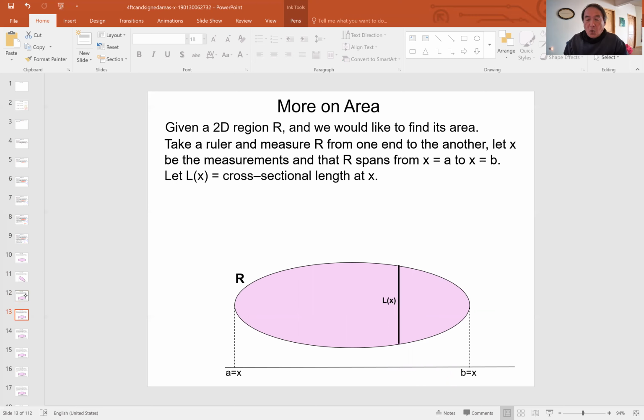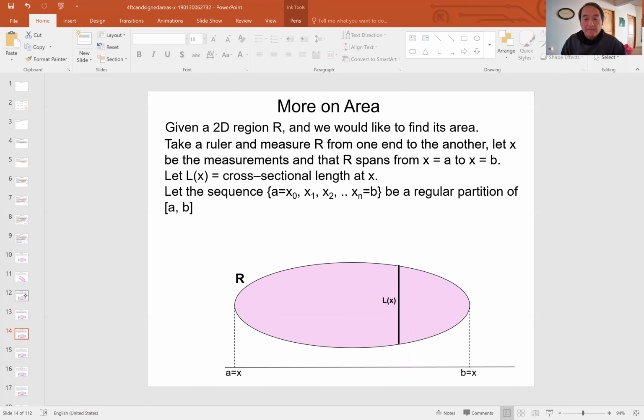The important thing is whether we can extract the cross-section in the direction across the ruler, the length across the region. That's the function we would like to get our hands on. Suppose I know that. Let me call that length function L of x. Now I'm going to use that function to approximate the area of R.